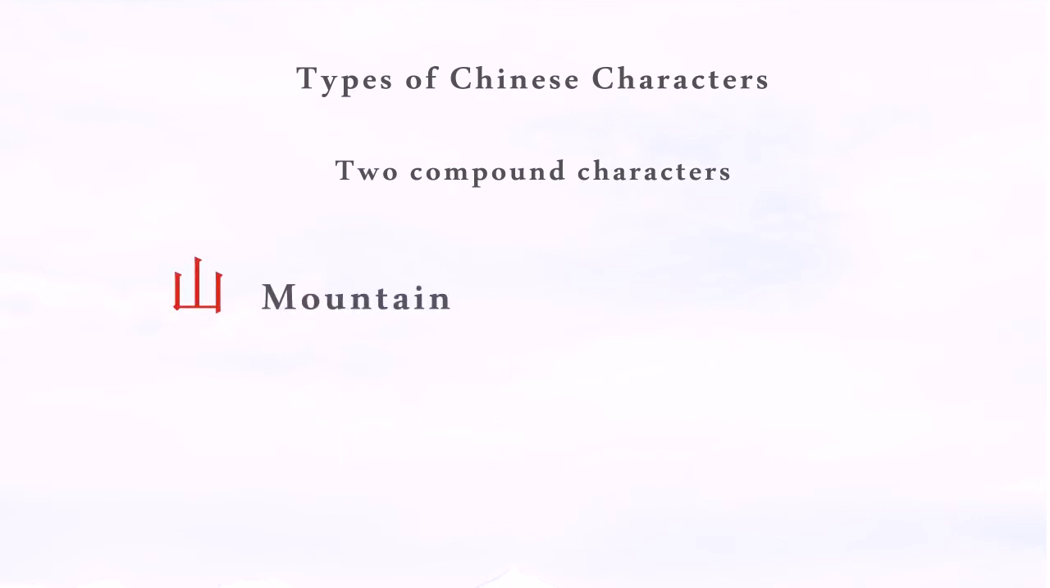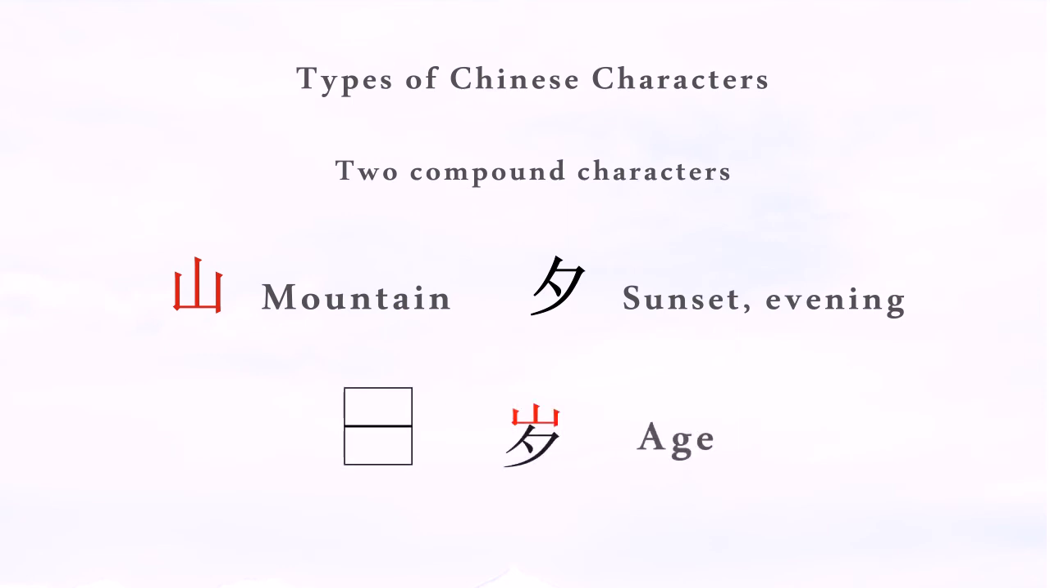山, which means mountain in English, and 夕, which means sunset or evening in English. When those come together, it becomes 岁, which means age in English. And this is the above and bottom order.